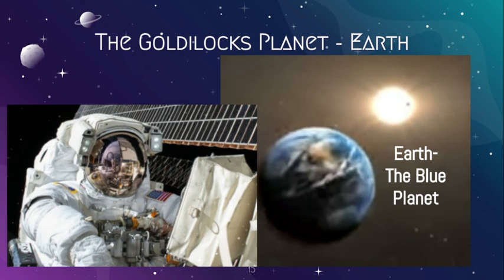Earth is known as the Goldilocks planet. Why is that? Well, it's because the sun is not too close, not too far. It's just right to establish life. And it is known as the blue planet, Earth. And that's because of all of its water. You know, the Earth is 75% water, both salt and fresh water. And of course, that includes its glaciers.